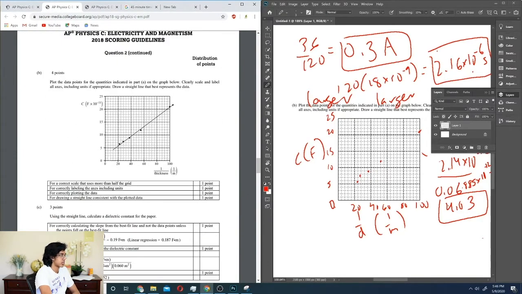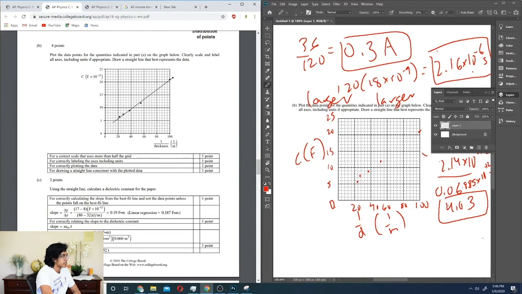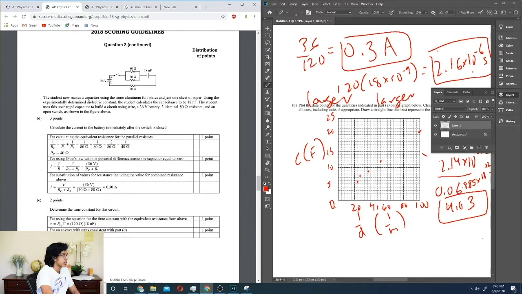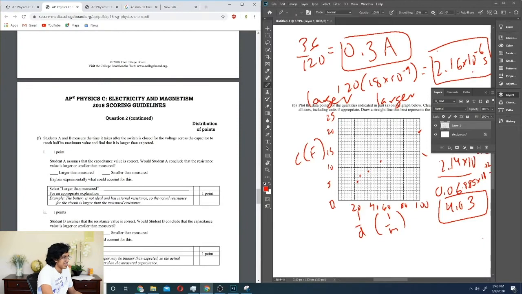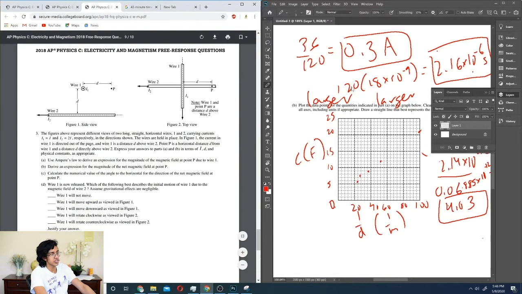Okay, I'll pretend like I plotted the data. So we're approximately right. That should be fine. 0.3, 2.16 microseconds, with the same thing. Okay, good. I guess I would lose this one point, but that's fine. Okay, last question. Let's do this.